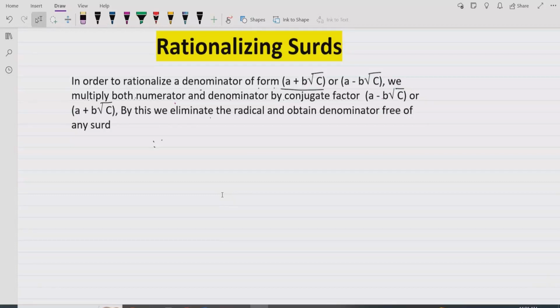Today we will learn about rationalizing surds. This method is very simple. You can apply this method to any question related to rationalizing of surds. First, we will start with the theory of this topic. So how can we start it?